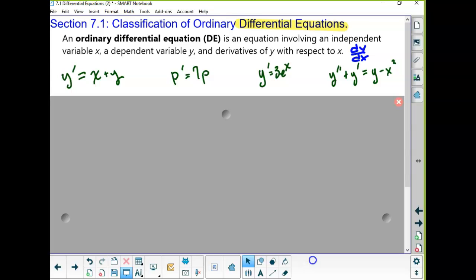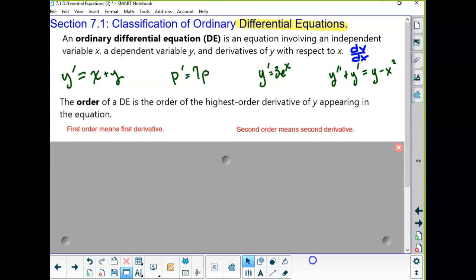But we don't have to have y. We could have p prime, we could have y prime, or I could have a second derivative mixed in with the first derivative, like the last equation here. Y double prime plus y prime equals some value.